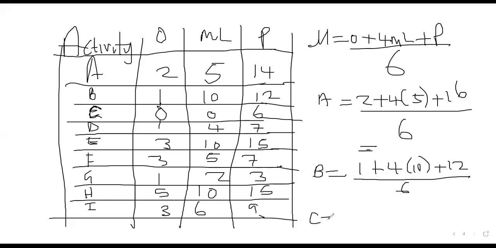Okay, are we together? So for C, it will give us what? 0 plus 4 on 0, then plus 6 over 6. So you can give the answers to these questions. All right, so what are the answers for A, B, and C? Who can give me the answers? Give me the answers, please. For A, it's 6.